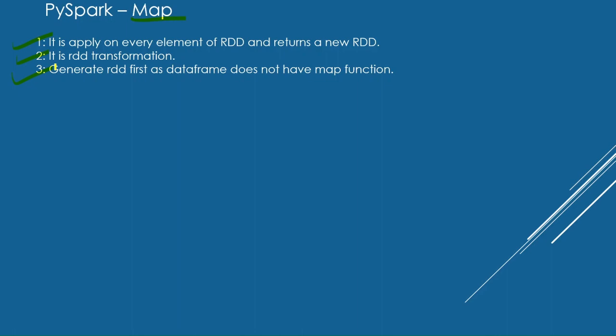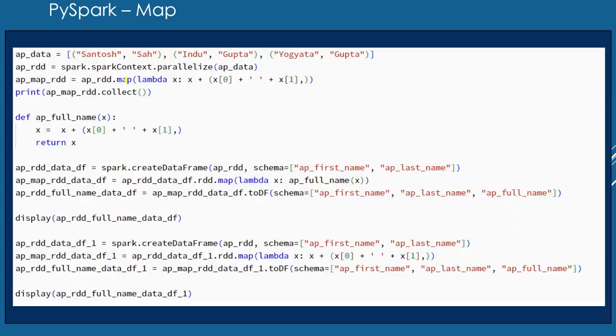Generate an RDD first, as a data frame does not have the RDD function. So this is very important. Whenever we are going to apply the map function, we should apply it on the RDD. Data frame doesn't have a map function. So we need to remember, data frame doesn't have a map function. Map function generally applies on an RDD. We are going to see in this exercise how we apply the map function on an RDD.